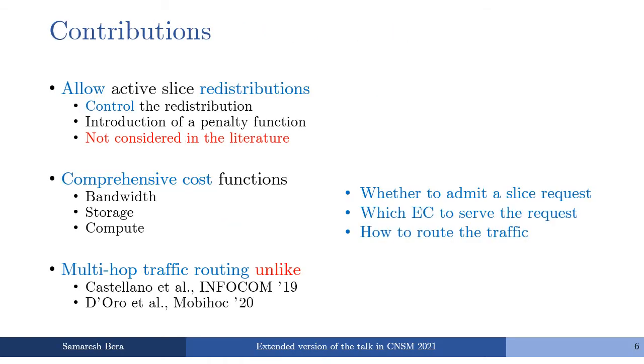In this work, our contributions are as follows. We allow active slice redistribution while controlling the number of active slice redistributions in the network. To control this, we introduce a penalty function. We note that this active slice redistribution is not considered in the literature. Further, we design two comprehensive cost functions that capture the bandwidth, storage, and compute resources in the network to answer two questions: whether to admit a slice request in the network and which edge cloud to serve the admitted slice request.